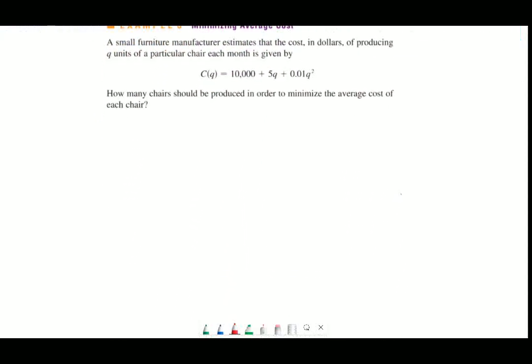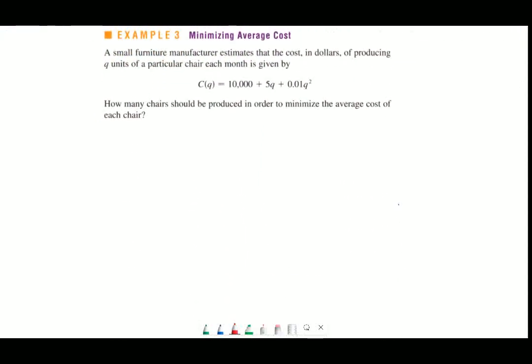So here we have this cost function here. And this is a small furniture manufacturer, and they estimate the cost in dollars producing Q units of a particular chair each month by this given polynomial function. How many chairs should be produced in order to minimize the average cost per chair? So the first thing I'm going to do is write the average cost function.